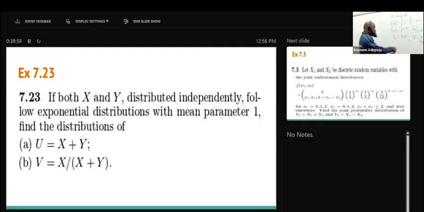Now, what is the first thing I'm going to do? I need the joint, because they said x and y are independent. The joint is going to be this and this, which is this. That is the joint. And after getting the joint, I need the inverses. If I want to get x here, x is going to be v times u, because v is x over x plus y, and what is x plus y? U. You see that? X equal to that.